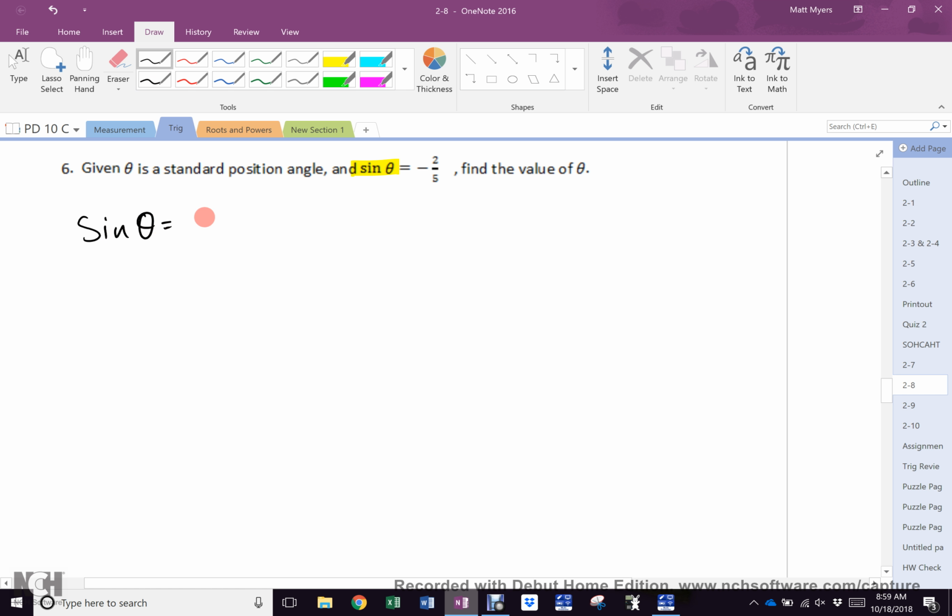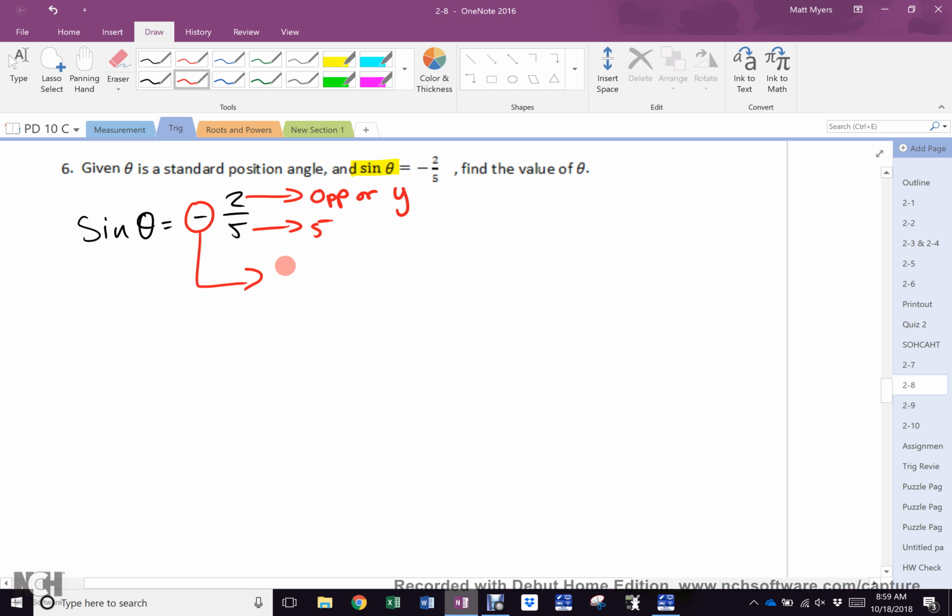You know the hypotenuse is where? Which of those is hypotenuse? 5. What do you know about that one? It's opposite, or what's the other value? Y. Right? And since it's negative, that tells you it has to be in which quadrant?